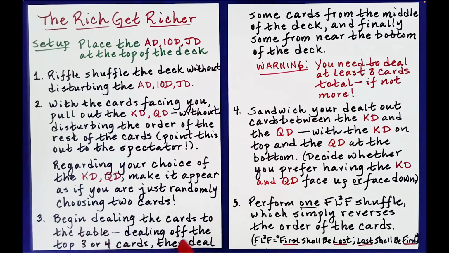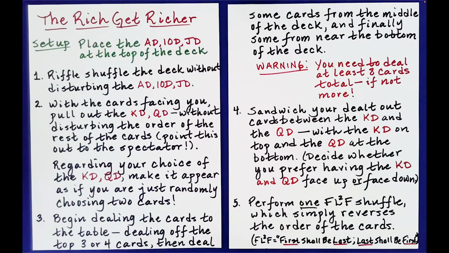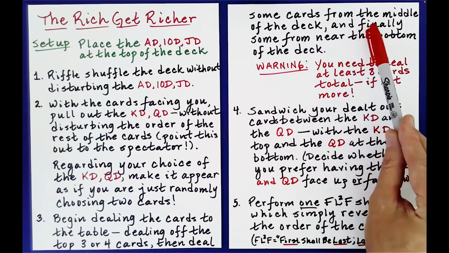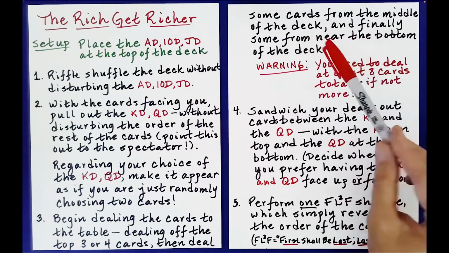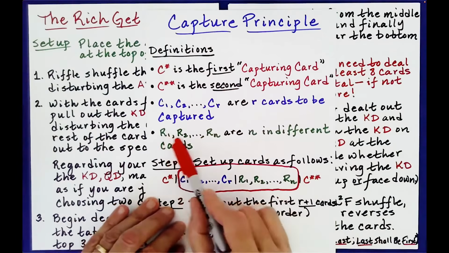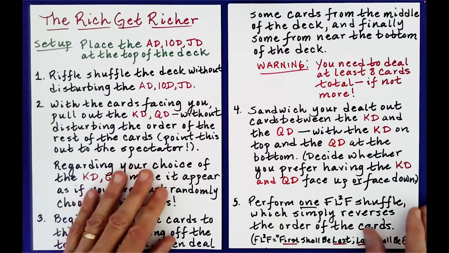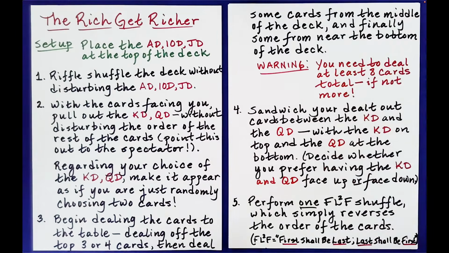And then you begin dealing the cards to the table, dealing off at least the top three. 1, 2, 3. So three or more cards. Then deal some from the middle. Once the spectator says stop, dealing from the top. And then when they say stop, then you can begin dealing from the bottom until they tell you a third stop, and then you're done. That will deal out all of the quote indifferent cards, the cards beyond the top three cards. And it doesn't matter how many of those there are, as long as you deal out at least 8 total, which I pointed out a second ago.